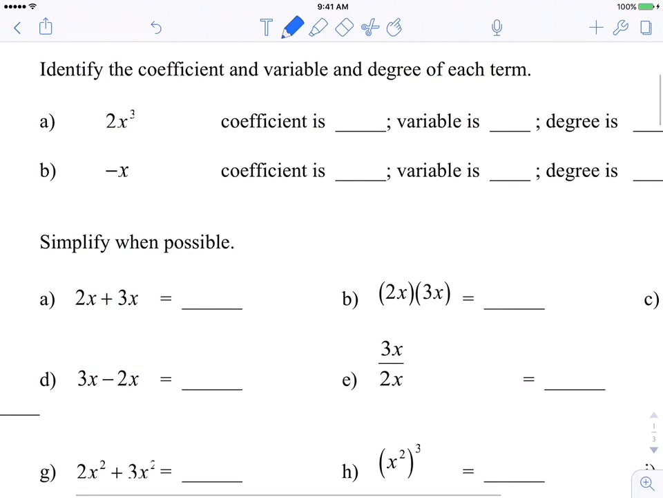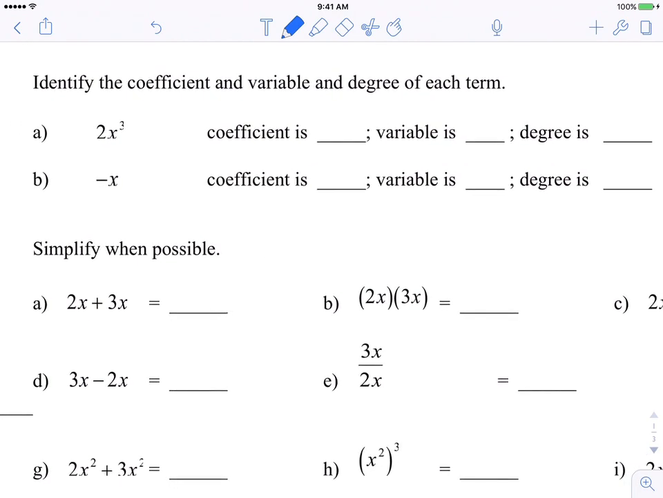And letter A here, the coefficient is the numerical coefficient, that is 2. The variable, if you remember from grade 9, is the letter or letters and their exponent. So in this case, the variable is x cubed. The degree is 3 because there's only one term and the highest degree of that term is 3.